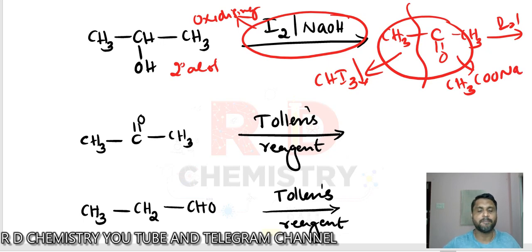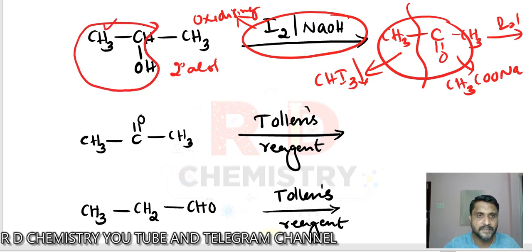Got it? So remember, even an alcohol can react with the iodoform reagent. The condition is that the compound must contain the CH3CHOH part, so that it gets oxidized to give CH3CO. Next, Tollens' reagent.